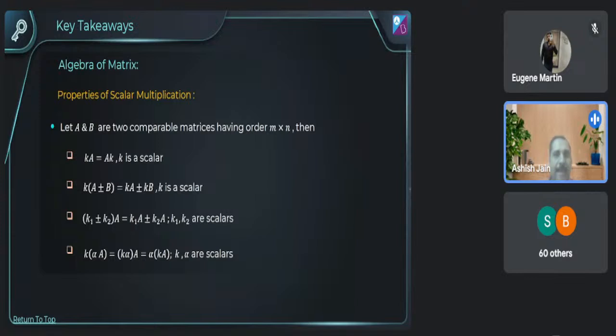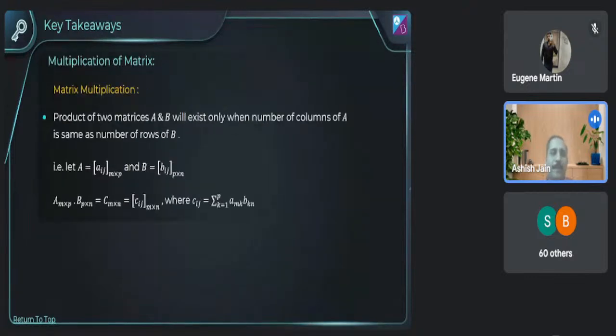Here, I can take a positive option, that is K1 plus K2, or a negative option, which is K1 minus K2. For both these, it is true. ठीक है? So in this way, हम ये चलते हैं. K और A दोनों scalars हैं, तो K into alpha A, it is equal to K into alpha into A. You just take values of A, K and alpha and verify it yourself. ये सारी properties आपको मिल जाएंगी books में, properties of matrix में.